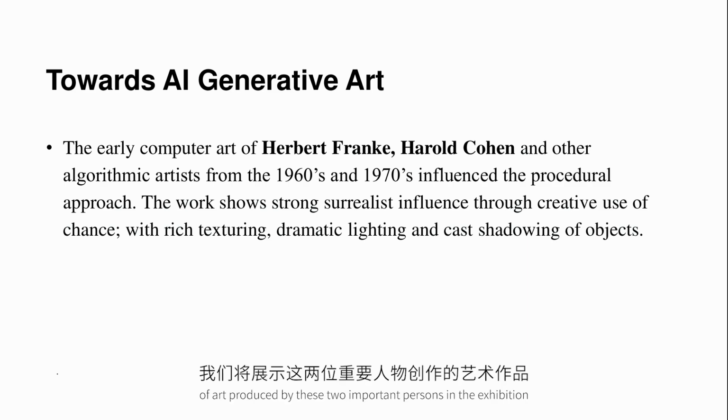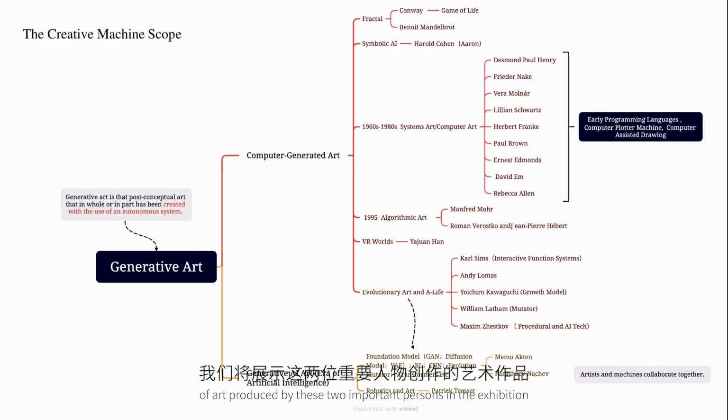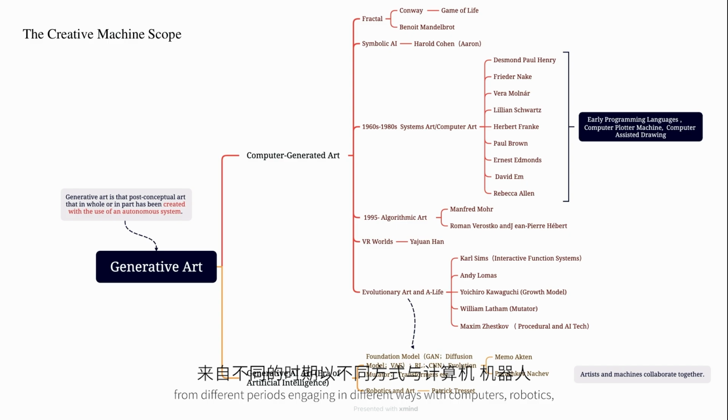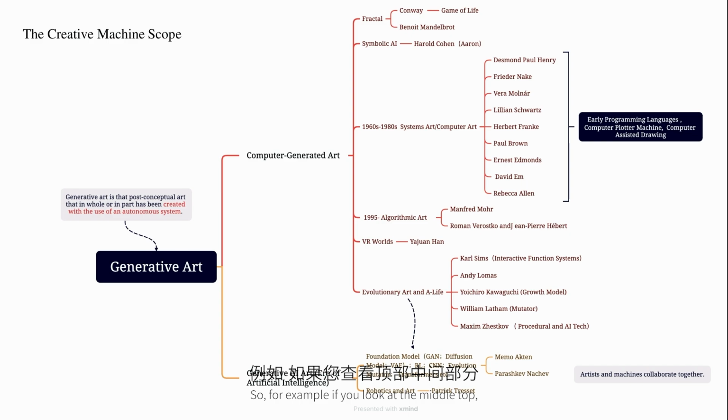We will have examples of art produced by these two important persons in the exhibition. And here's a sort of overview of many names of artists from different periods engaging in different ways with computers, robotics, different types of software, different types of mathematics. So, for example, if you look at the middle top, you see Conway and Mandelbrot, two mathematicians who will engage with a particular type of approach called fractal geometry.